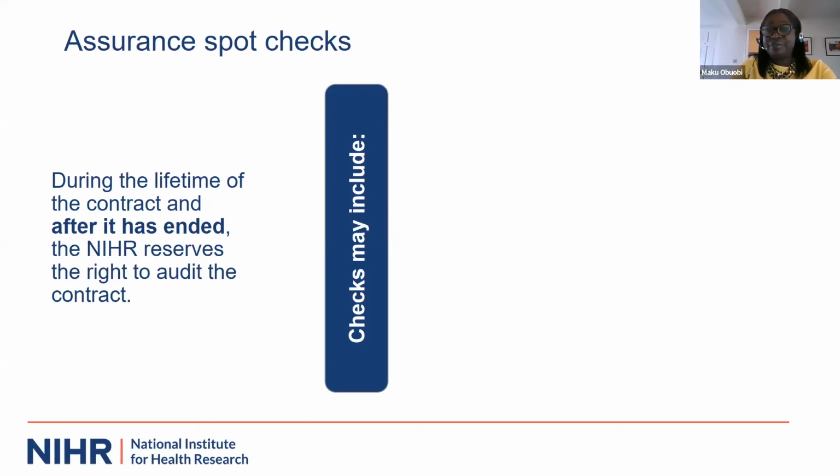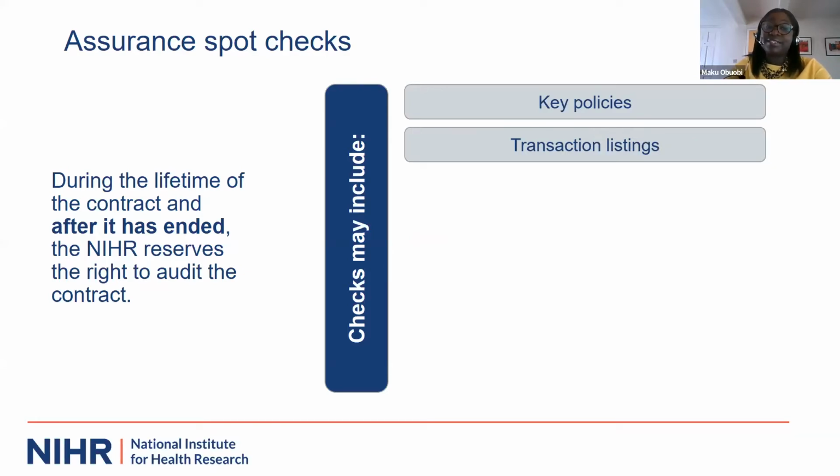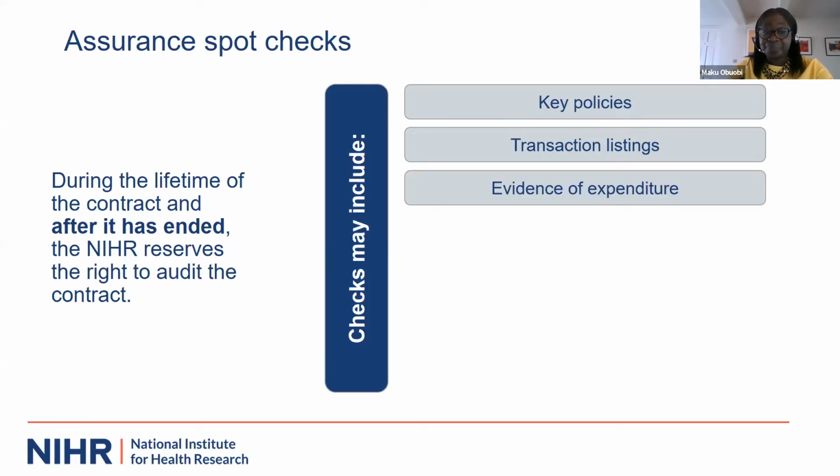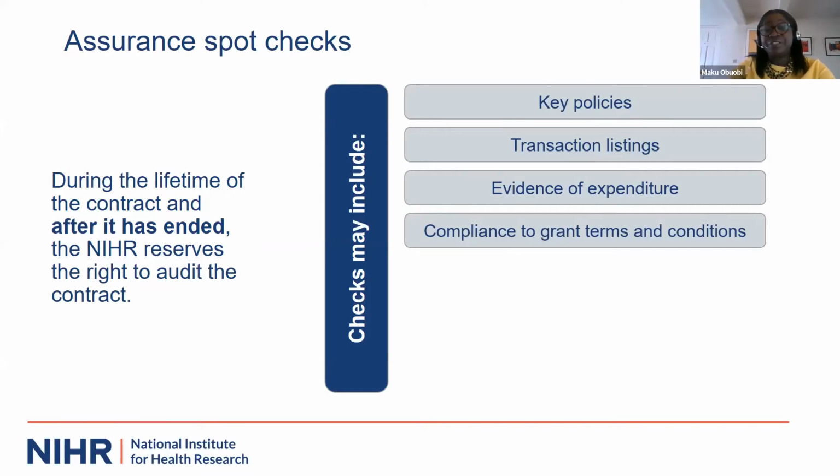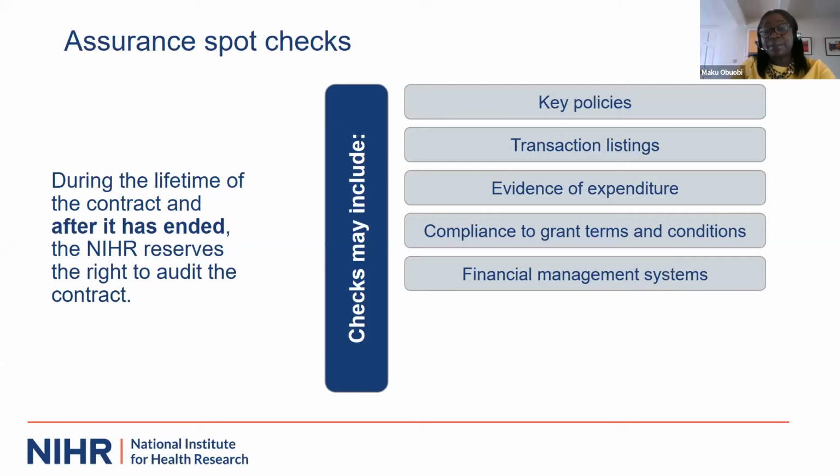Audit checks and reviews may include checks on essential policies in place and that they're being complied with, a check of transaction listings for expenditure charged to the ODA contract funds, evidence of expenditure, that the terms and conditions are being complied with, a review of financial systems in place for managing ODA funds and spend, a cross-check against any assets which may have been claimed against ODA expenditure.